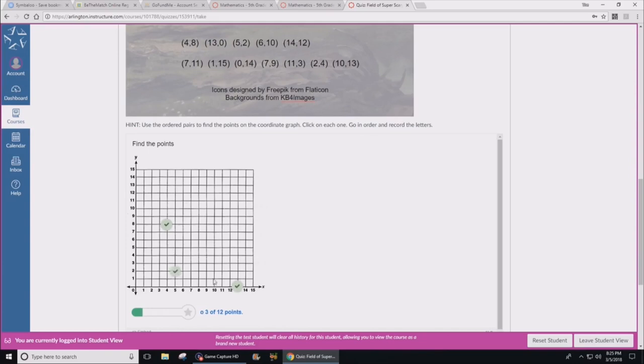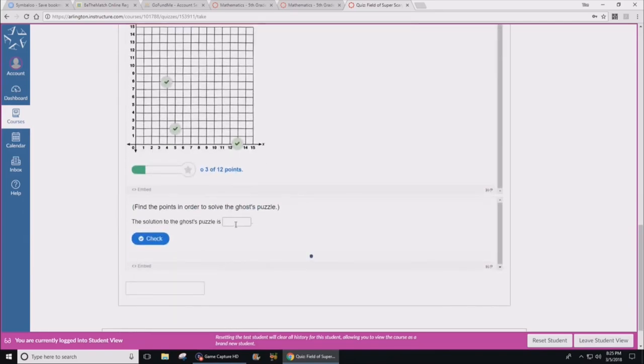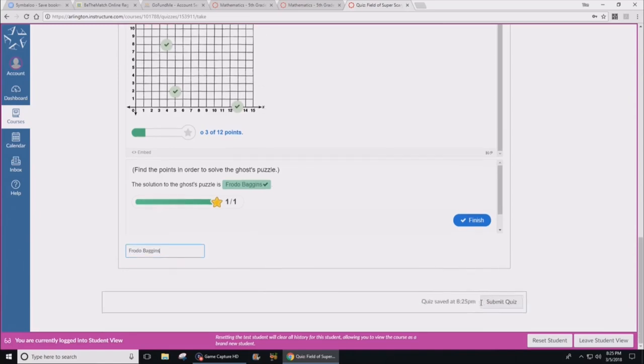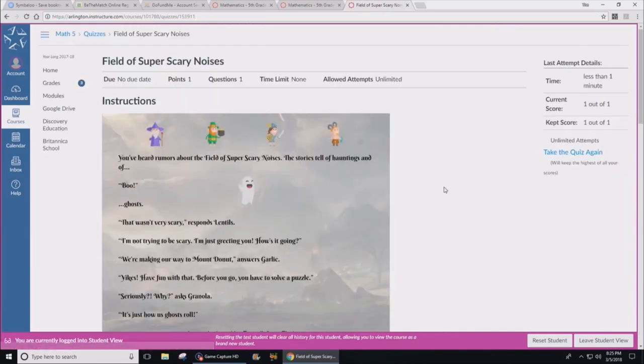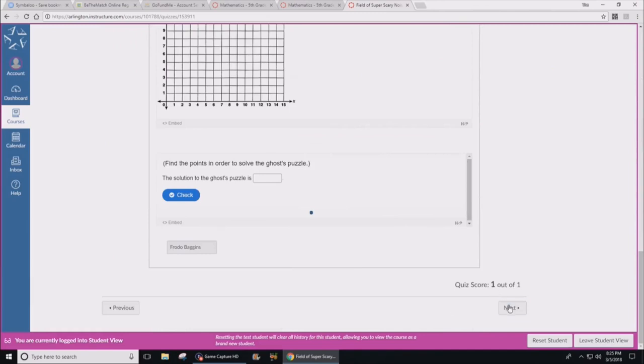5-2, O. Alright, so this is going to be Frodo, and this is going to be Baggins. Total geek. Baggins, I think there's a space too. They're not even going to know who this is unless they've watched the movie, and that's okay, I don't mind. Alrighty, we've passed, let's move on.